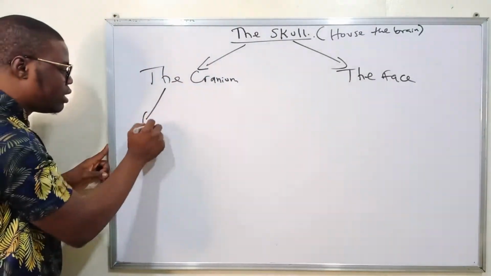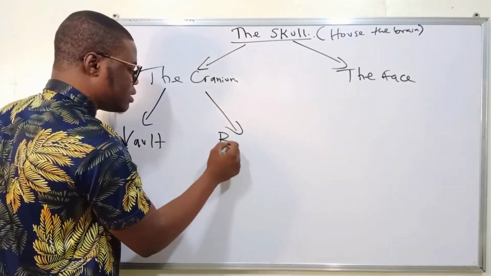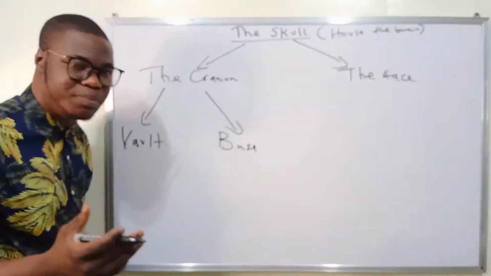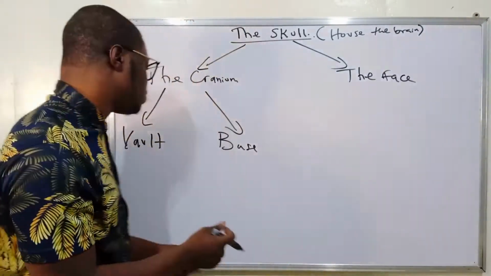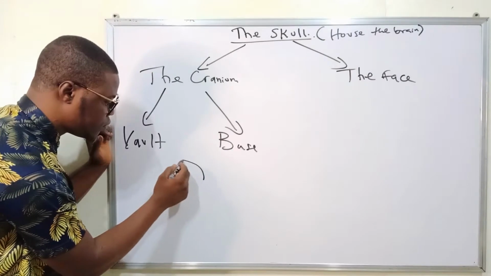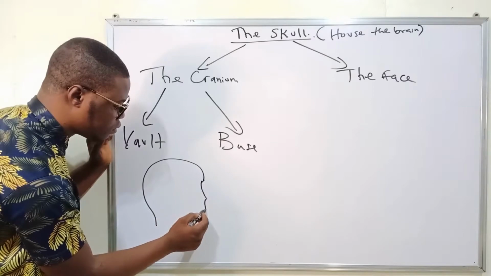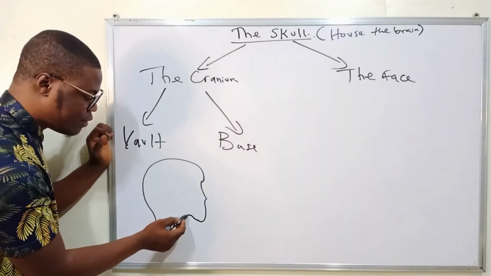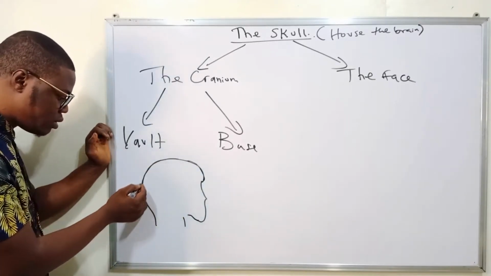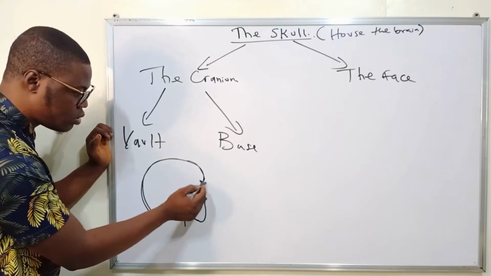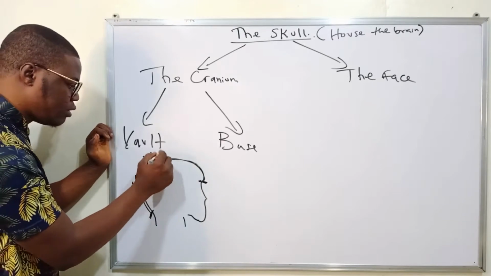Now, this cranium is also divided into two parts. The first one is called the vault, and the second one is called the base. Now, what is the vault? What is the base? Let's say I'm giving a technical drawing of my head facing this place. What we are going to have is a structure that looks like this. Now, this will be the person's head, right? From ear to ear, I'm tracing. All this place is known as the vault.